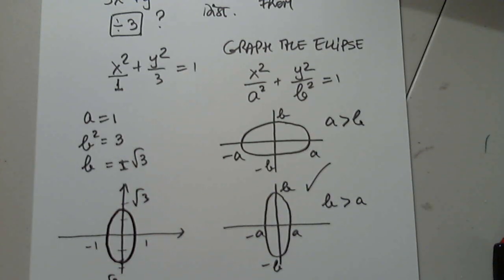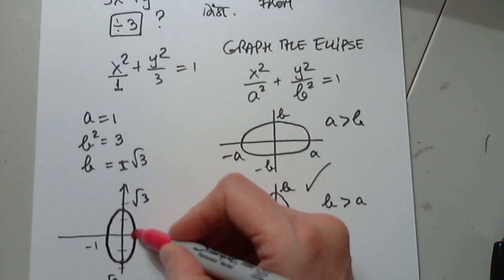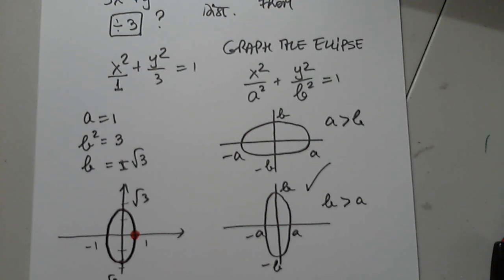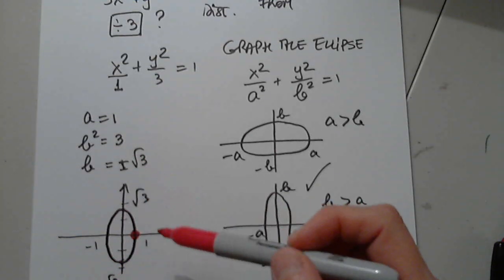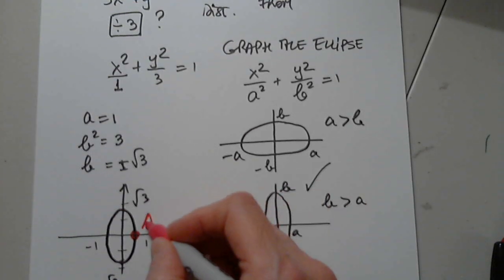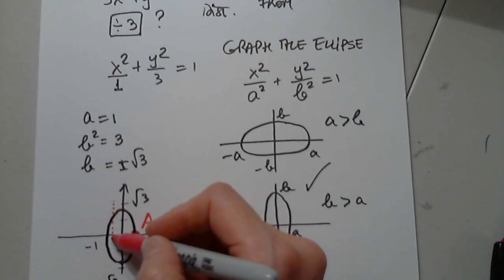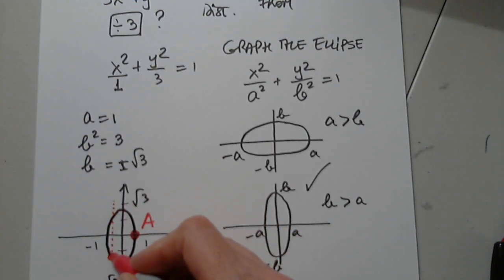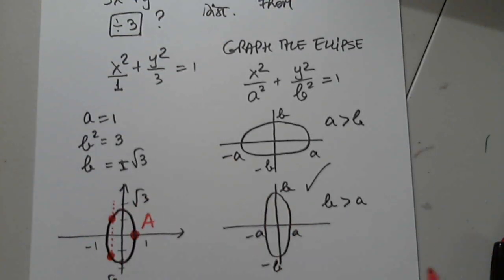Now, where is the point 1, 0? Point 1, 0 is right here. So we want to find the points on the ellipse that have the largest distance from this point. I'm going to call it point A. I don't know where they are, but I'm going to say somewhere here. I don't care. I will determine them exactly.